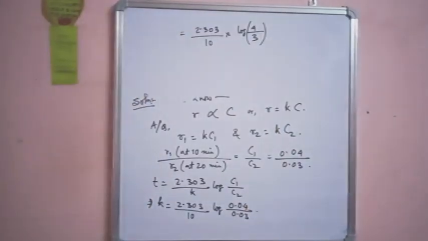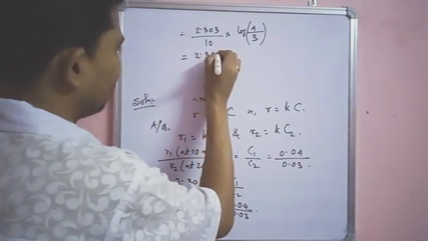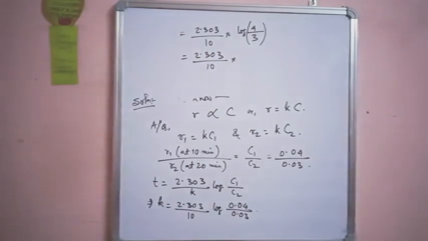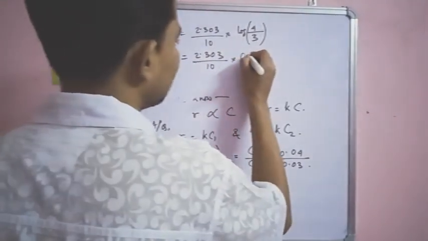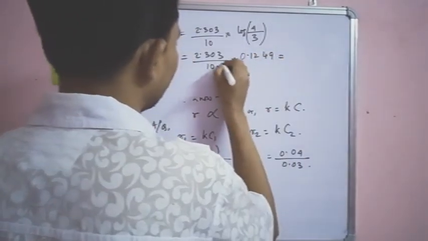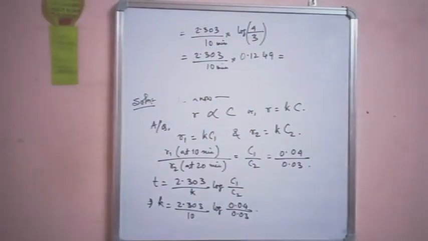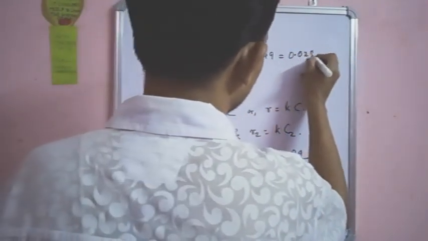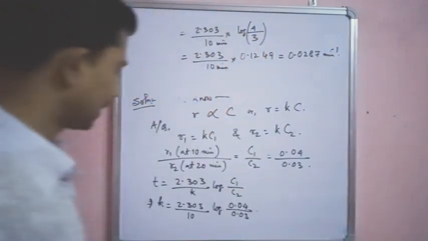ठीक है, so ये आ जाएगा हमारा वैल्यू 2.303 by 10 into log of 4 by 3, which is equal to 0.1249. ये तो मिनट में है. ठीक है, the value is coming as 0.0287 per minute. ओके, सो ये आ गया हमारा K का वैल्यू.